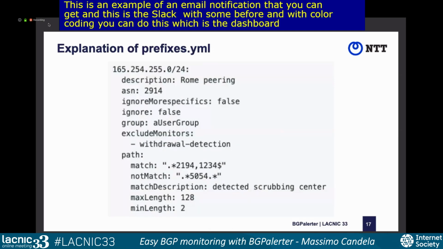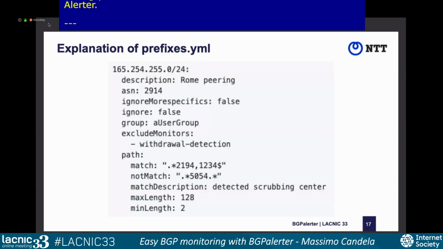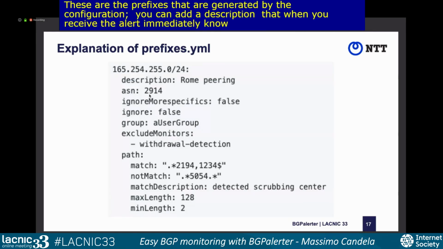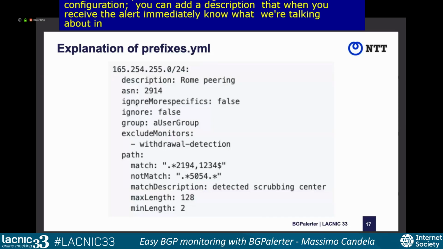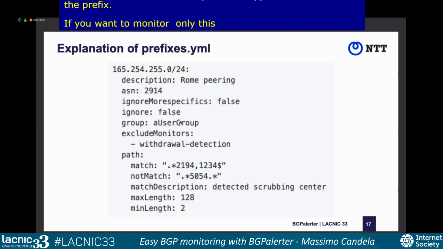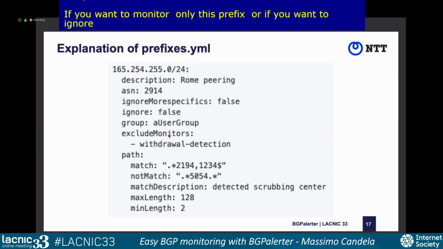This is the file prefixes.yaml that has been generated by the configuration. You can see that there is the prefix, one of the prefixes monitored, and you can add a description here in a way that when you receive the alert, you immediately know what you're talking about, which autonomous system is supposed to announce that prefix, or more than one if you want. You can monitor only this prefix, exact match, also the more specifics, and also ignore it, so if a prefix you don't want to monitor is creating noise, you ignore it. For the group user, or for example this exclude monitors, if you are doing an experiment on a prefix, you can, for example, disable some alerting on this prefix.